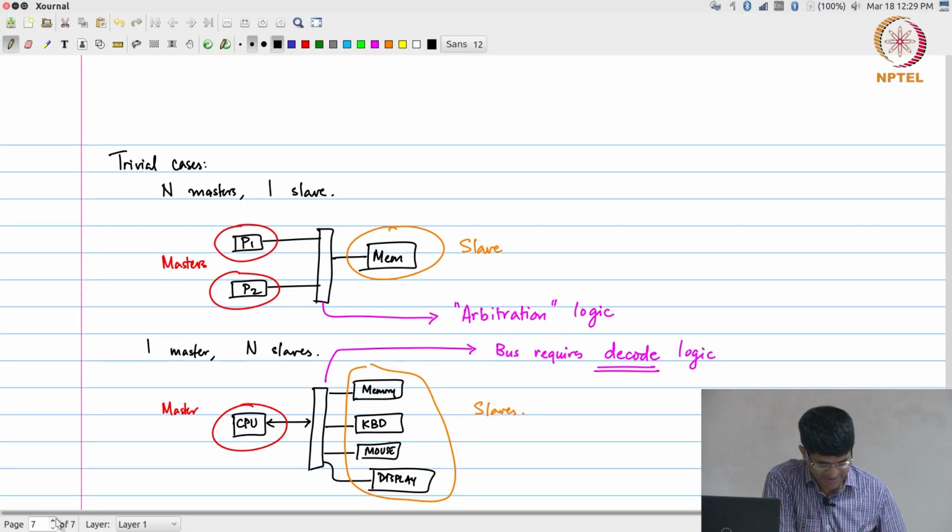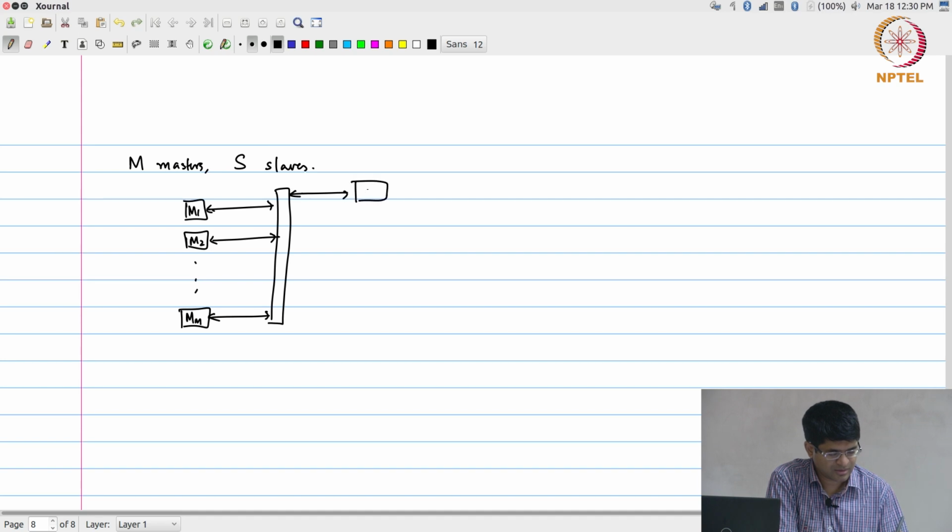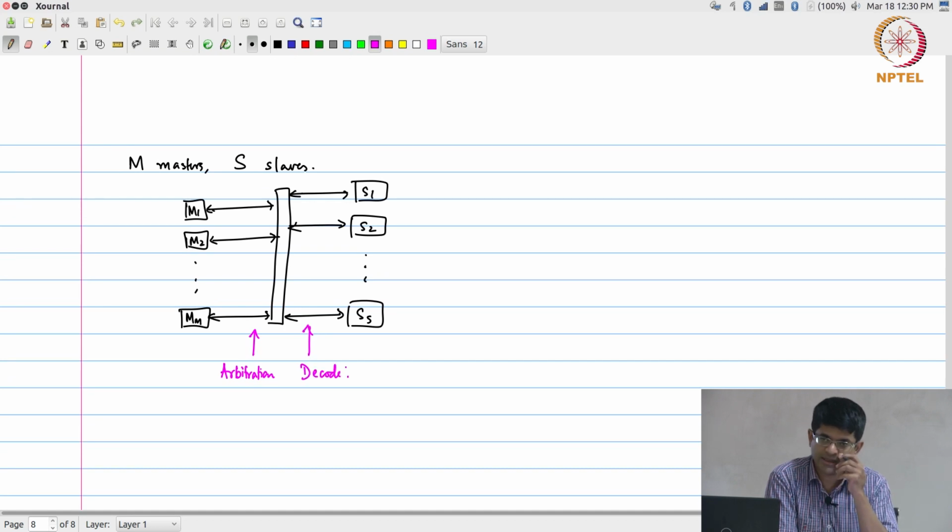Moving forward from here, the next thing that we can think of is, obviously there was nothing preventing me from having both multiple masters as well as multiple slaves at the same time. If I have m masters and s slaves, I would have S1, S2 up to S subscript capital S. I would need arbitration logic on this side and decode logic on this side in order to decide who gets to talk to what.